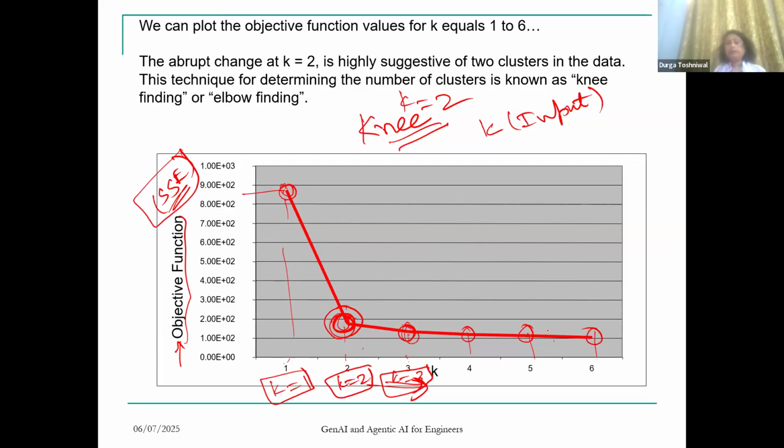And we plot a graph. And then we identify what is the change point. So this is the change point. So we take this value of k as the final number of clusters that we are going to form.